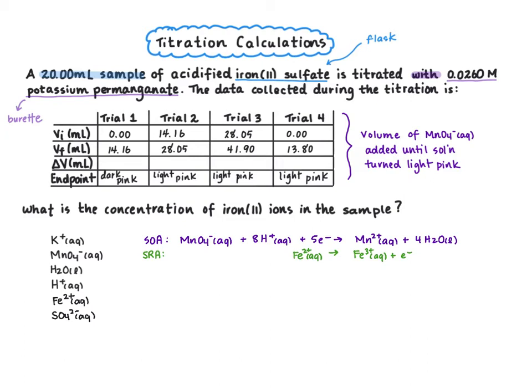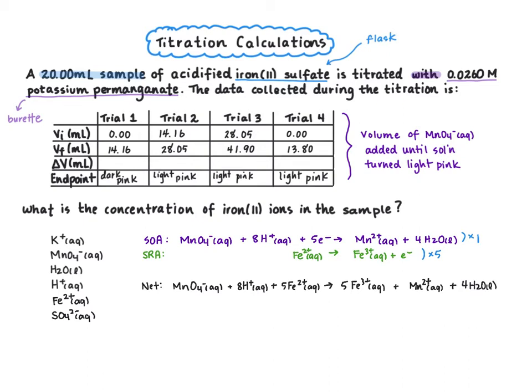So we're going to multiply the iron half reaction by 5, and we're going to multiply the permanganate half reaction by 1. So our net reaction is going to be permanganate plus 8 hydrogen ions. So we really just need lots and lots of hydrogen ions, plus 5 iron 2 plus ions, forms 5 iron 3 plus ions, plus manganese 2 plus, and 4 water molecules.